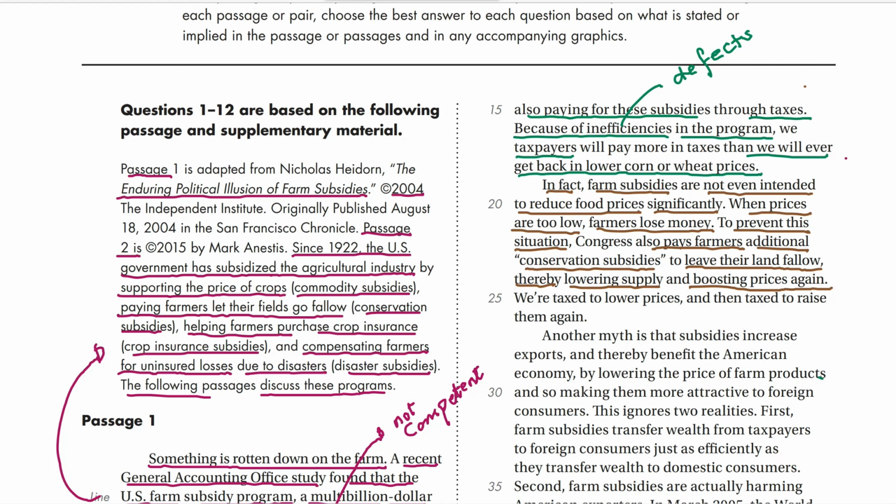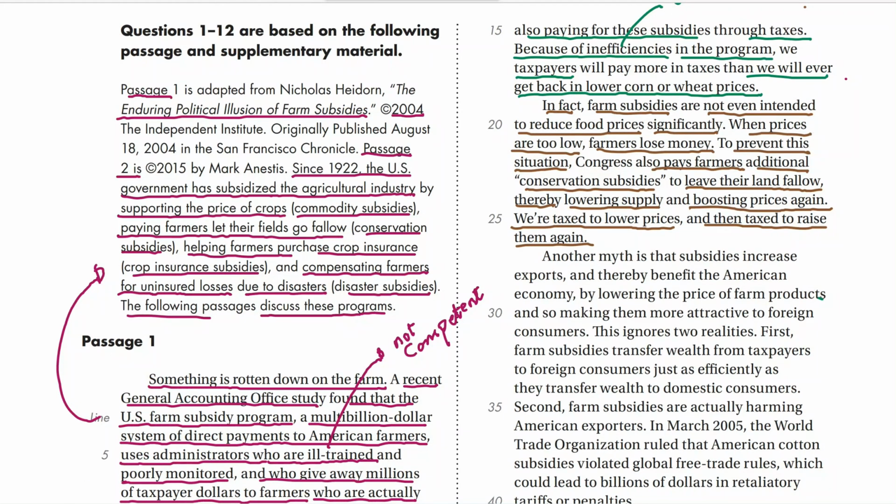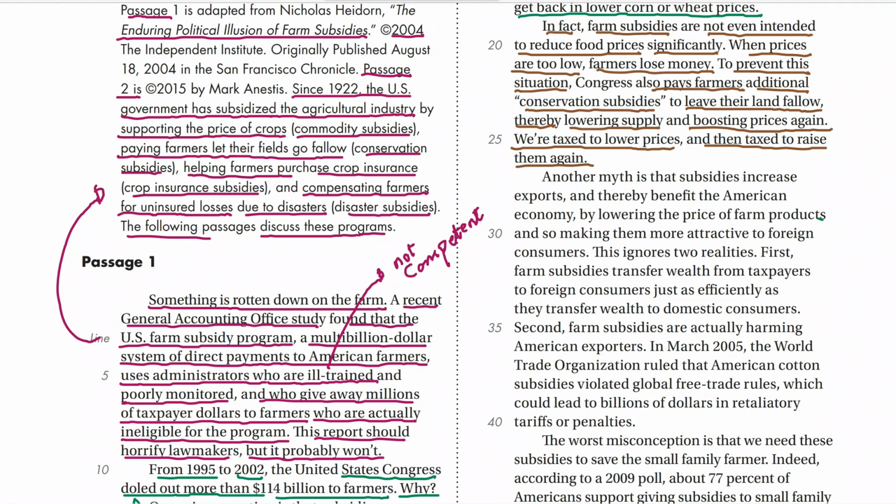It's going to be higher, it's going to increase. We are taxed to lower prices. Imagine, we the consumers are the victims. We have been victimized by the government. We are taxed to lower prices, we paid taxes to lower prices, and then taxed to raise them again. Imagine, so we are what? We are the victims. Until now he is speaking and writing very negatively about what? About program subsidies provided by the government.